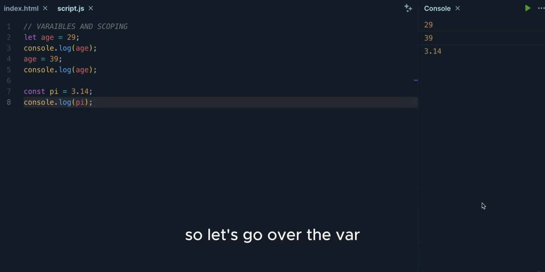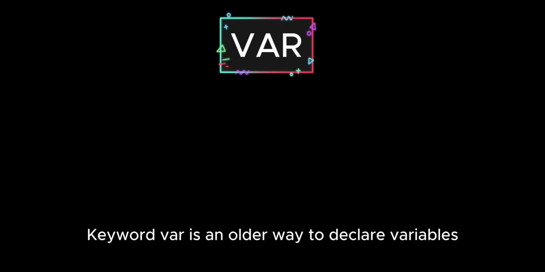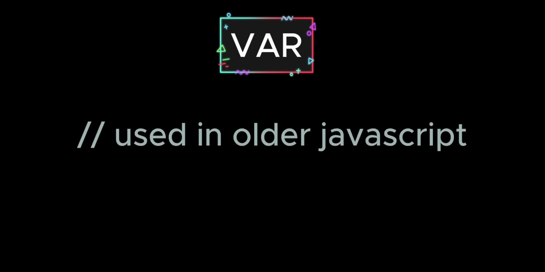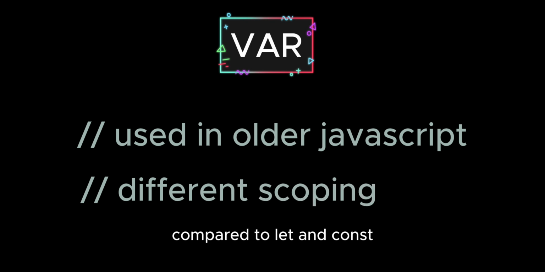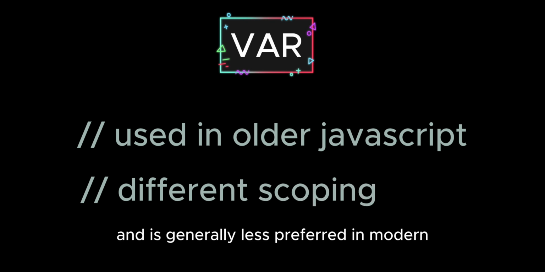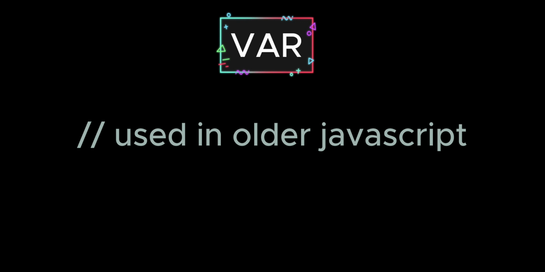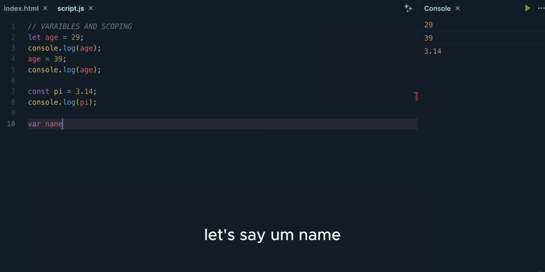So let's go over the var keyword. Var is an older way to declare variables. It has different scoping behavior compared to let and const, and is generally less preferred in modern JavaScript. So we have var, let's say name equals a string, Tola.